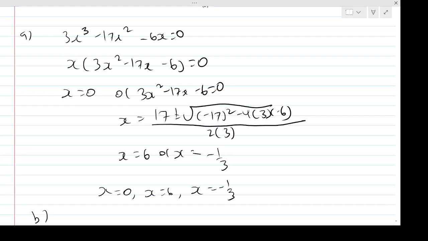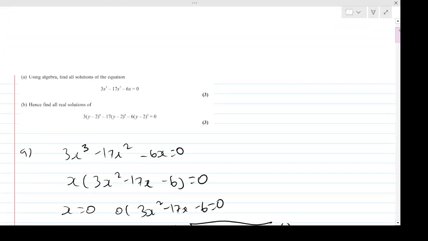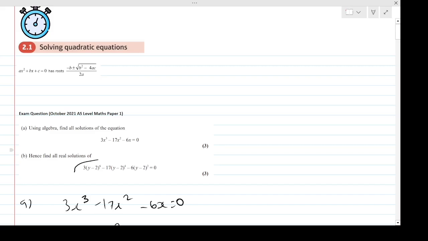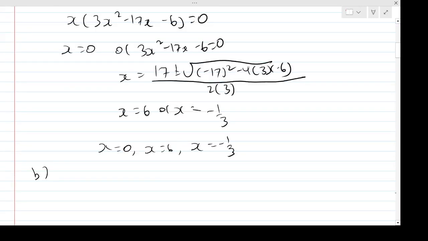Okay, part B, now we have a disguised quadratic, we need to find the real solutions to this equation here. And hopefully you notice it's very symmetrical to the top one. So hopefully we can use the substitution x going to be (y minus 2) squared. So that means the solution to the top equation via the substitution will also be a solution to the bottom equation.